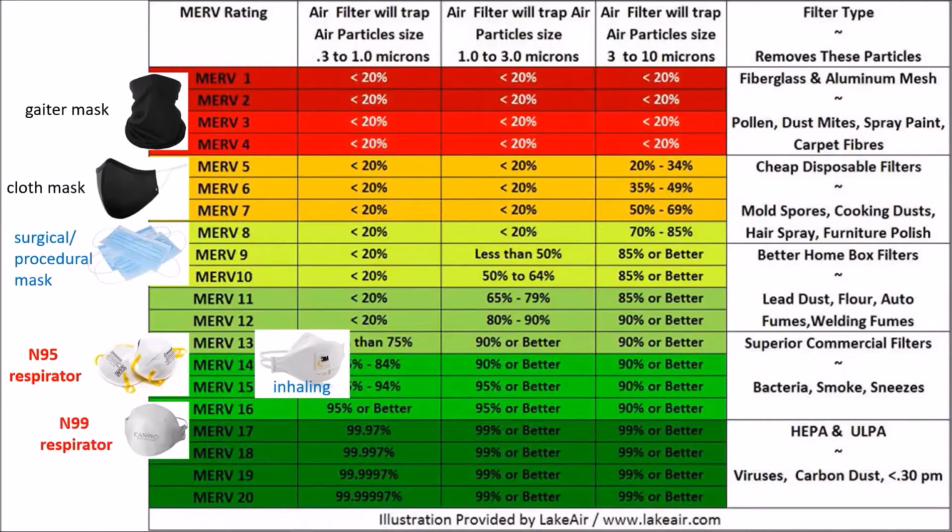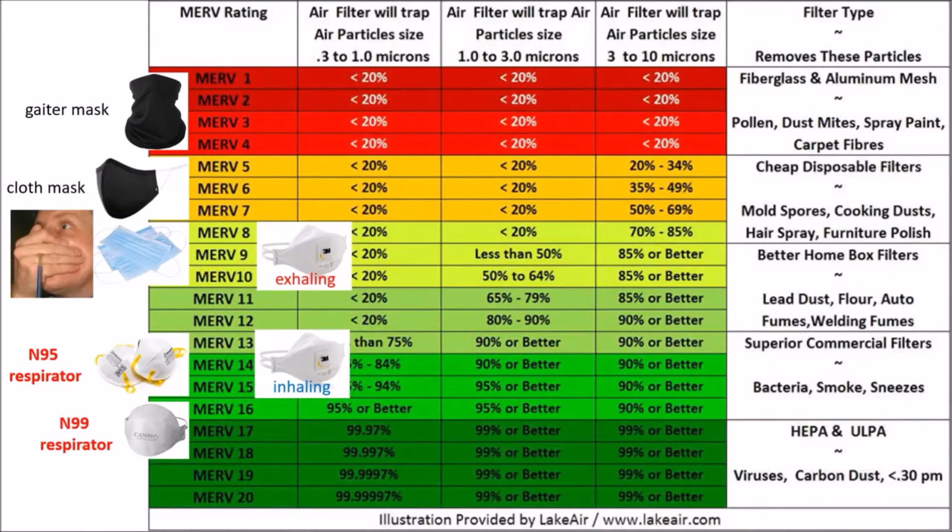Now, if you have an N95 that has an exhalation valve, when you're inhaling, you're about MERV 13 to 15, but when you're exhaling, you're the same as a surgical procedural mask. And by the way, a surgical procedural mask is about the equivalent of putting your hand over your mouth. It's about the equivalent filtering efficiency.